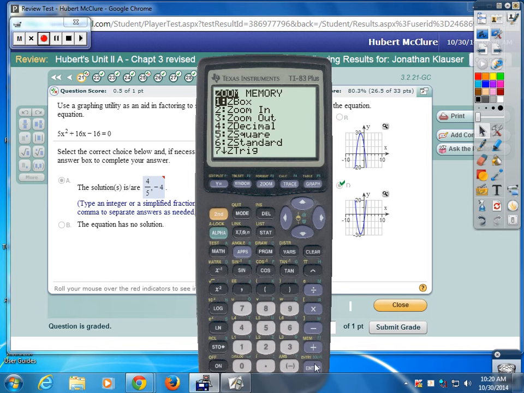Well, I was going to fix the box. Hold on a minute. It's the way the window is, I think. Yeah, the way the window is set. I'm going to set the window here in just a minute.